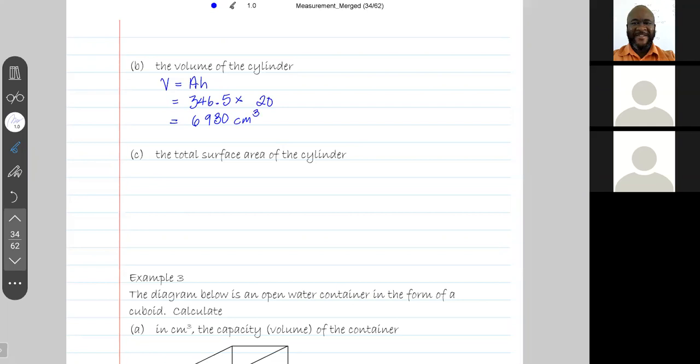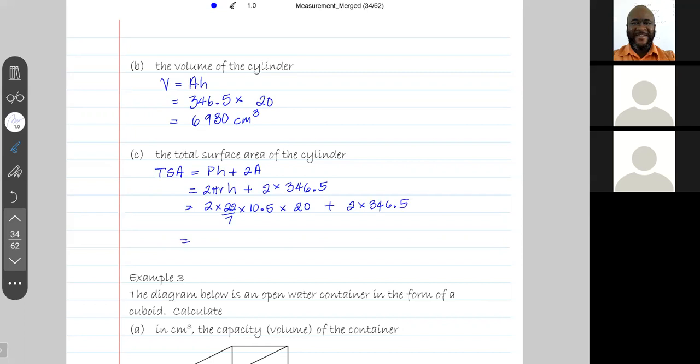Next, we ask for the total surface area. Now, the total surface area, TSA, is equal to PH plus 2A. PH gives me the area of the curved surface in the middle, and 2A would be the area of the top plus the area of the bottom. So P is 2 pi R times H plus 2 times A, which was 346.5. So this is 2 times 22 over 7 times 10.5 times the height of the prism, which is 20, plus 2 times 346.5.